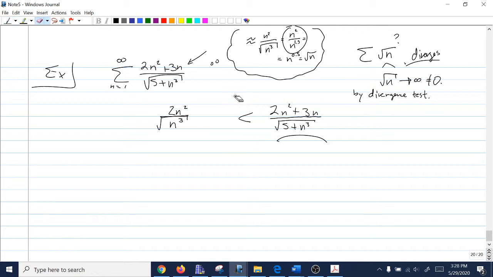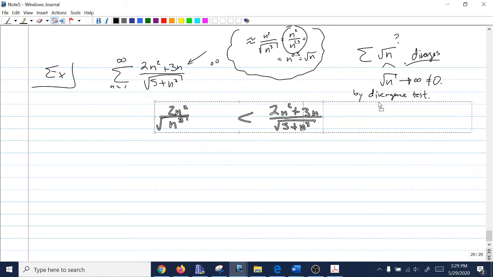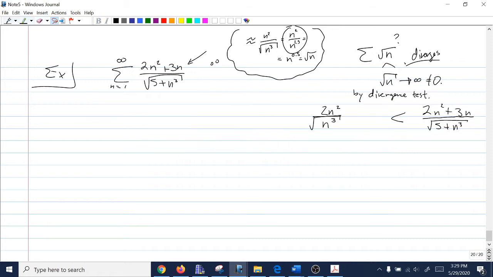If I was really, really dead set... Okay, so because it's not obviously true, direct comparison is not the easiest path to go down. There are ways to force it down, and I'll do one of those in a second, but the easier thing to do here is probably limit comparison. This being this probably tells me that the limit equals that.